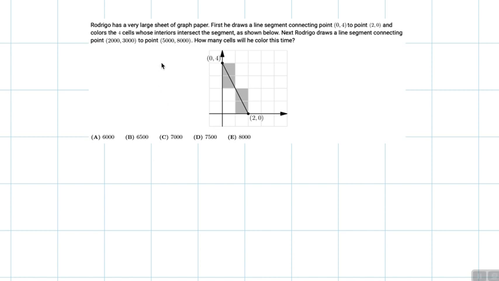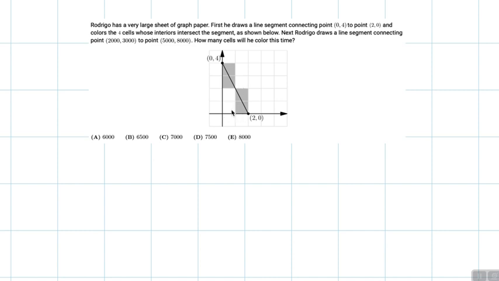Rodrigo has a very large sheet of graph paper. First, he draws a line segment connecting 0,4 to 0,20 and colors the four cells whose interiors intersect the segment as shown below. Next, Rodrigo draws a line segment connecting point 2000, 3000 to point 5000, 8000. How many cells will he color this time?